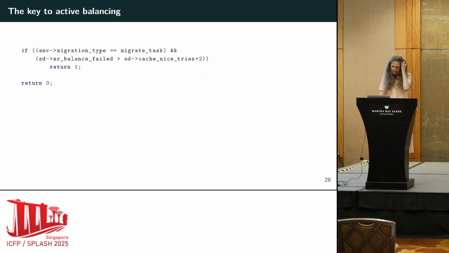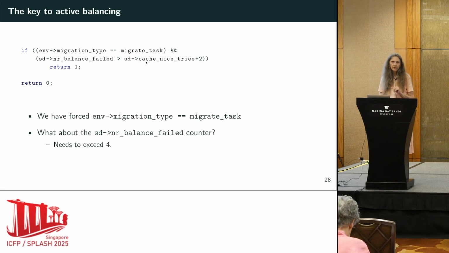Another issue is this active balancing, which is supposed to be our last hope. This has 2 constraints. One of them is this migrate task thing. The first thing I did was to brutally change migrate util to migrate task, because migrate util did not seem like it was going in the right direction. So I've taken care of the first one, but then we have the second one. We have a counter, the number of load balances that failed, that should be greater than some other flag here. It turns out it has to be greater than 4. 4 is just some random number. It's not clear why they chose it; it's nice tries + 2. Why +2? Nobody knows.